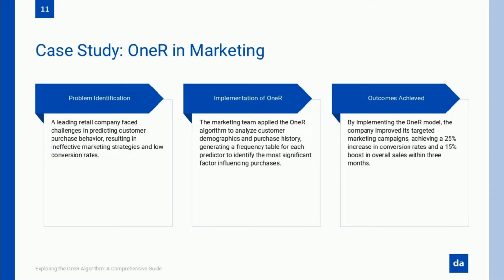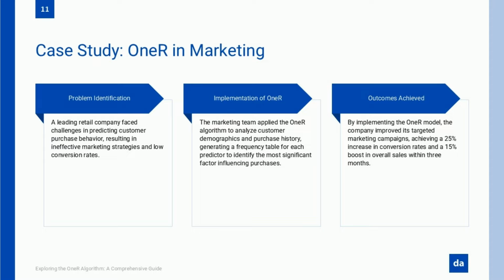Purchase history emerged as the strongest predictor. The model generated a simple but powerful rule. If the customer has made a purchase in the last 3 months, then they are likely to purchase again. This insight transformed the company's marketing strategy. Instead of sending generic campaigns to all customers, they focused their efforts on recent buyers, tailoring promotions specifically for this segment. The impact was immediate.